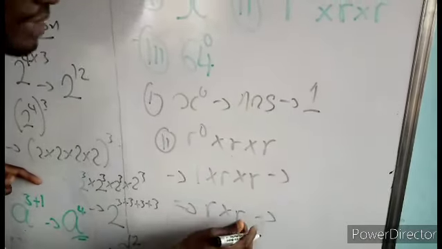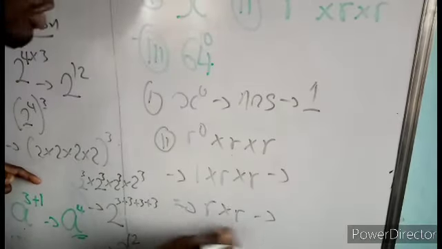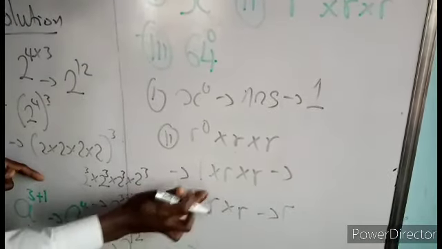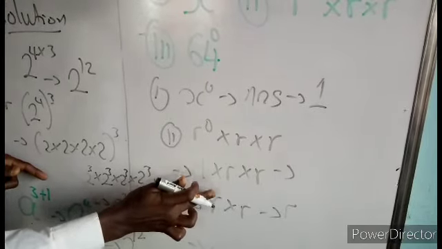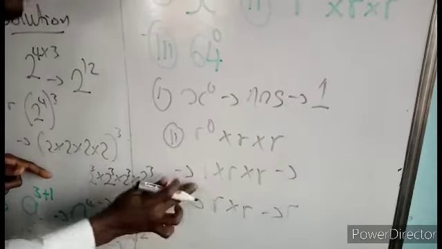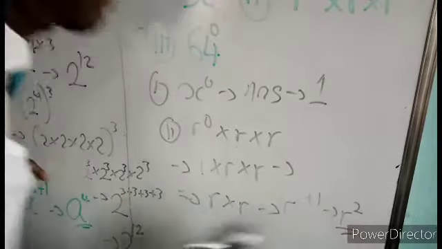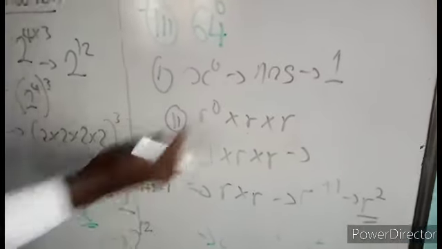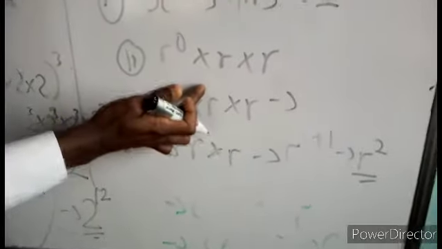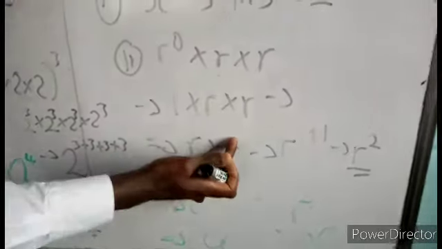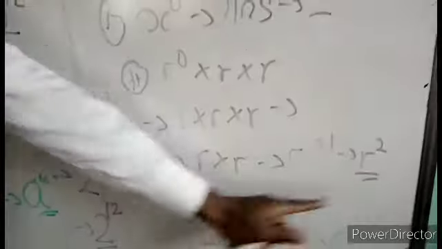So r times r, law of indices, invisible 1, what is common here? We have r. So when there is no power, we assume the power is what? 1, visible 1. So that's going to be 1 plus 1. So it's going to be r raised to the power of 2. Are you with me? Then these are r, invisible 1 from the law of indices. 1 plus 1 is going to give you r raised to the power of 2.